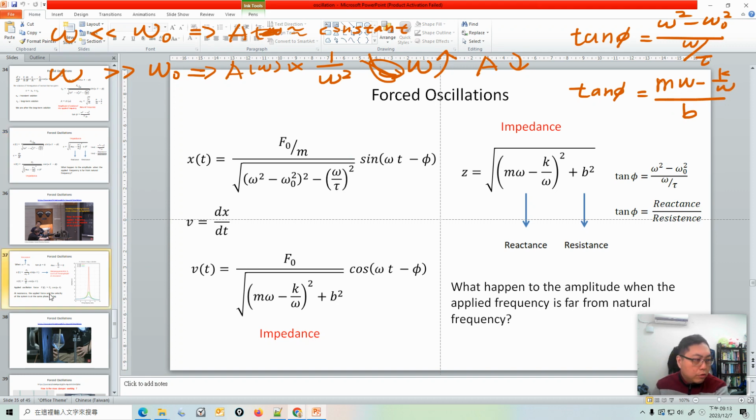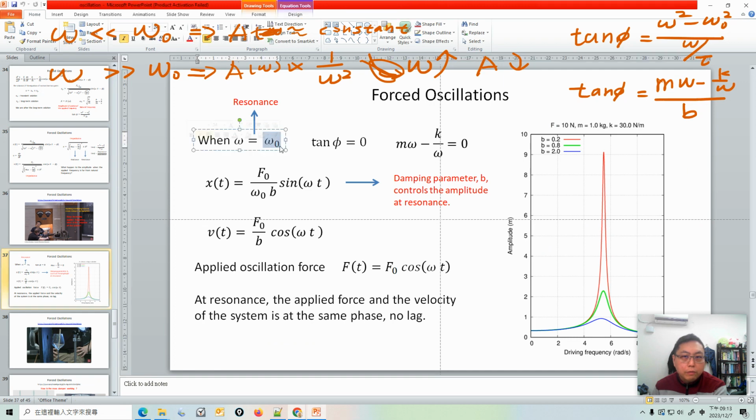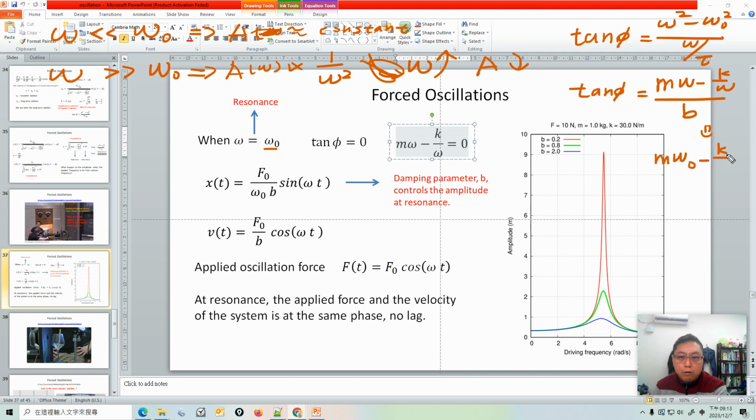So at resonance, omega equals omega zero. Because omega equals omega zero, tangent alpha becomes zero. Tangent alpha zero means m omega minus k over omega is also zero. You can check this by substituting omega equal to omega zero: m omega zero minus k over omega zero, and check if it is zero or not. Check by yourself, it's very easy.